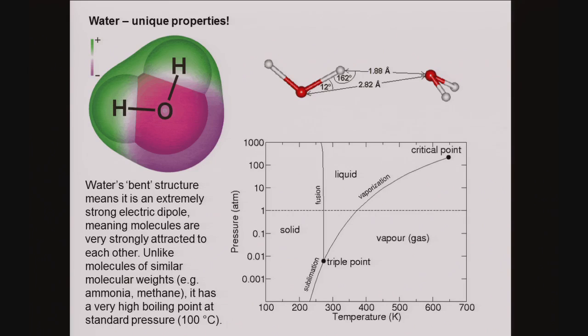So intramolecular bonding, not intermolecular, intramolecular bonding. And this gives rise to the different phases depending on temperature and depending on pressure. So we have the phase diagram here. So you can think about the phases of water.